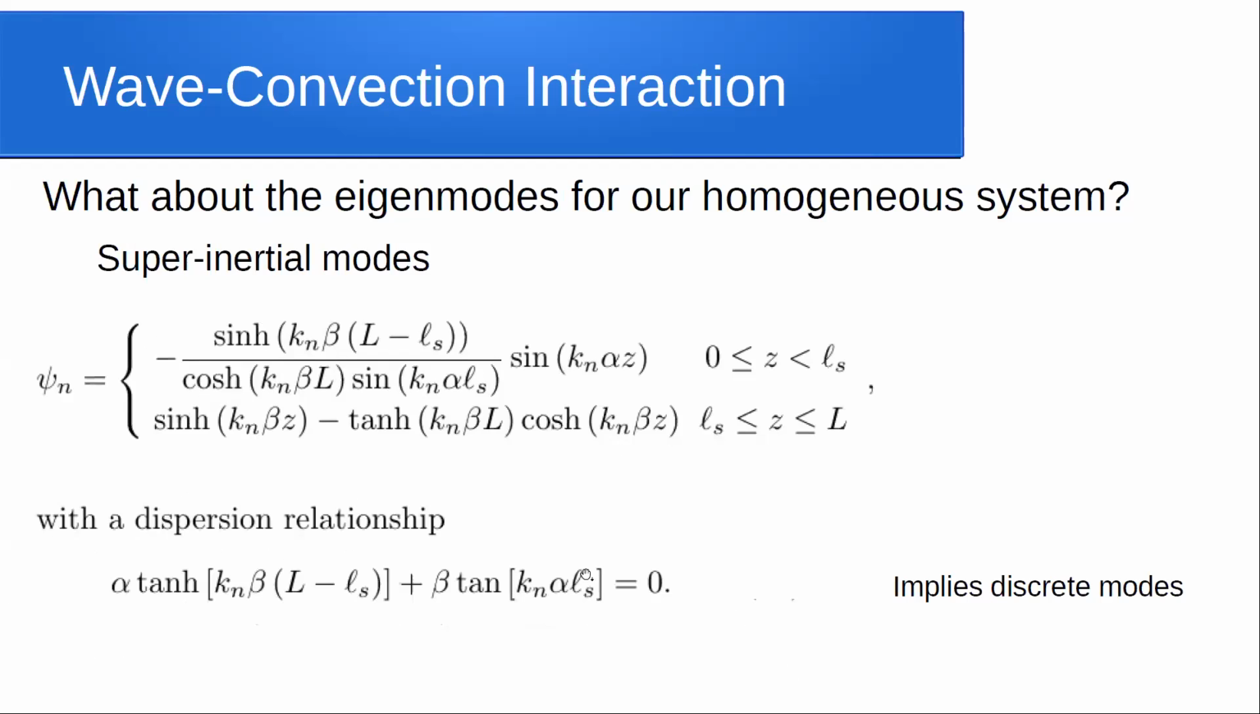Likewise for the super inertial modes, so these are the ones where the frequency is above the inertial frequency. You have very similar functions, so you have a sinusoid in the stable region, but they are evanescent, and hence sinh and cosh in the convective region, and with a similar kind of dispersion relationship, which again implies discrete modes.